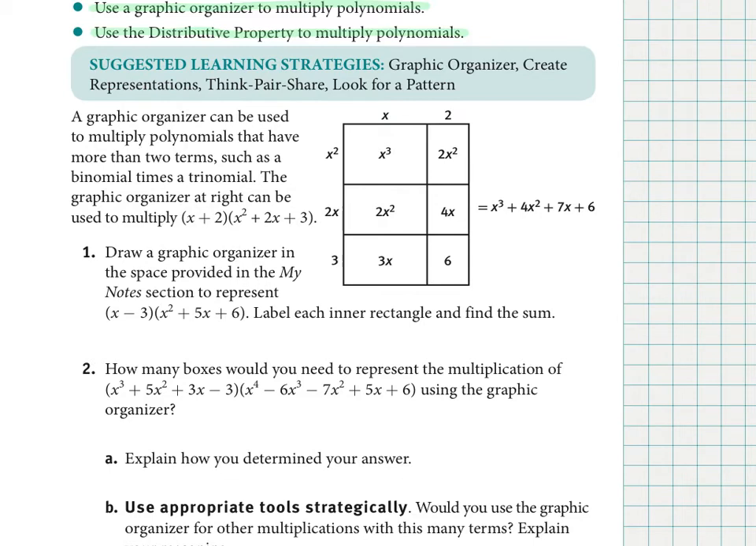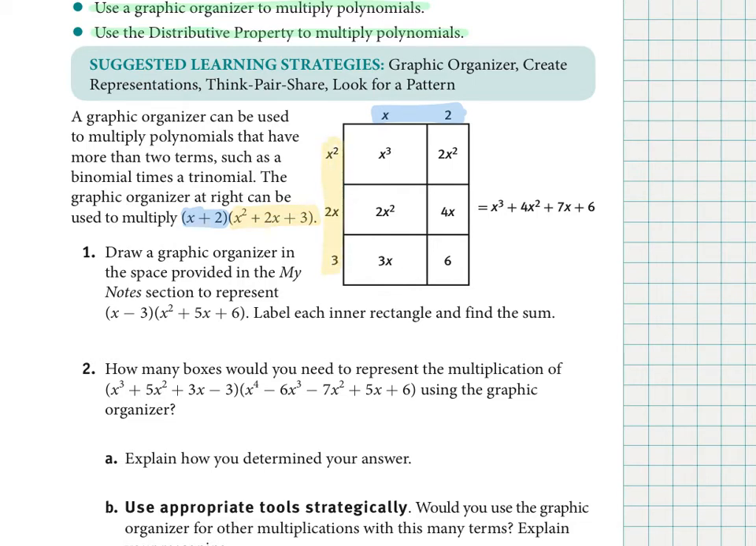The graphic organizer at the right is used to multiply x plus 2 times x squared plus 2x plus 3. So I'm going to use a little bit of color to help us out. I'm going to show you where I have the x plus 2. I have that up at the top here, sectioned off, so that should look pretty familiar. And for the x squared plus 2x plus 3, I have it off to the side right here.